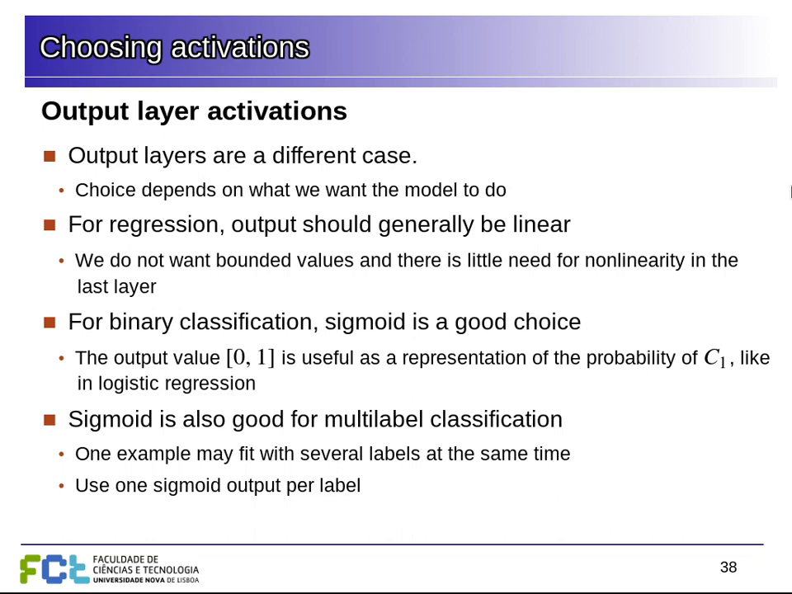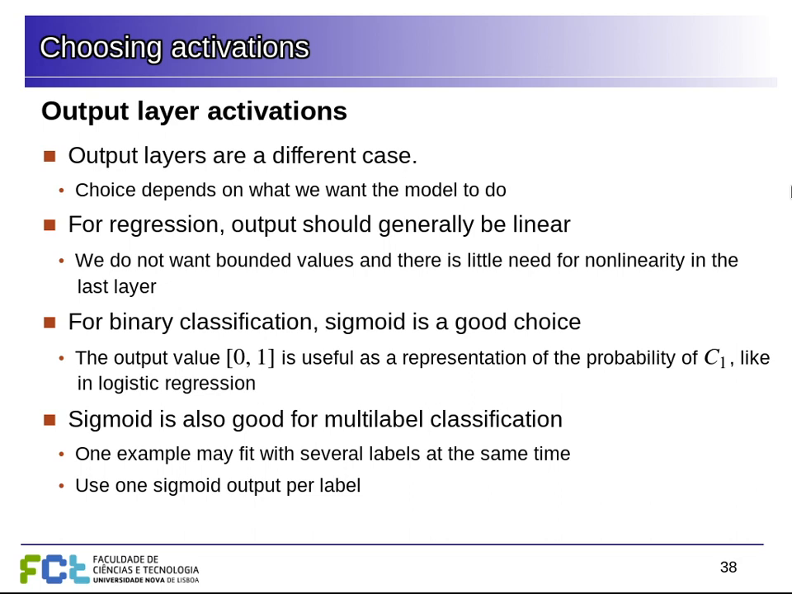For binary classification, sigmoid activation is a good choice because it gives us a value between 0 and 1, which we can interpret as the probability of belonging to class 1, for example, like in a logistic regression. So sigmoid activation is very good for binary classification. It's also good for multi-label classification. A multi-label classification problem is one in which each example can have multiple labels. So we want a network that has as the output a number of neurons equal to the number of potential labels, and each neuron can give us the probability that this label applies.